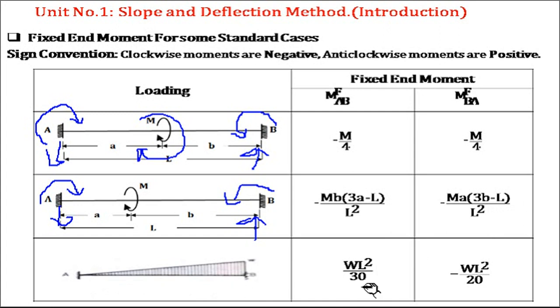The fixed moments are WL square by 30 at joint A and minus WL square by 20 at joint B.